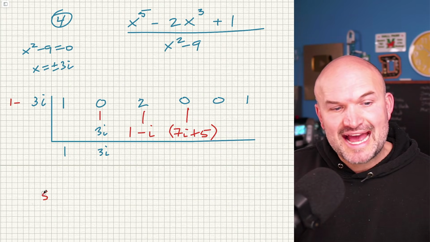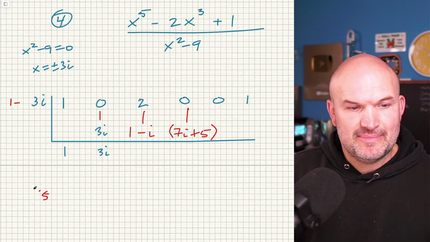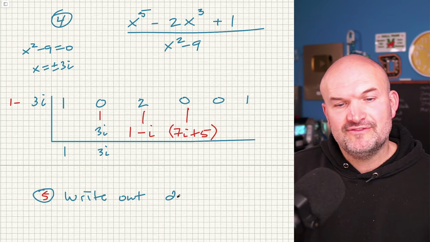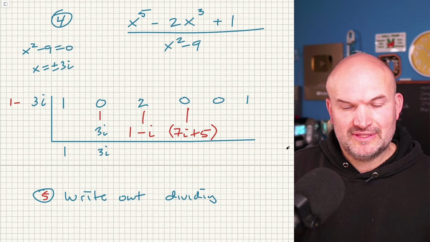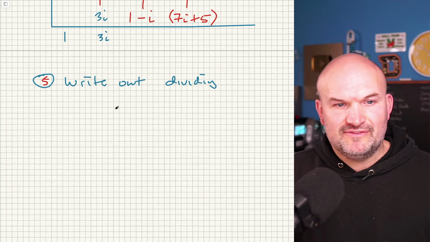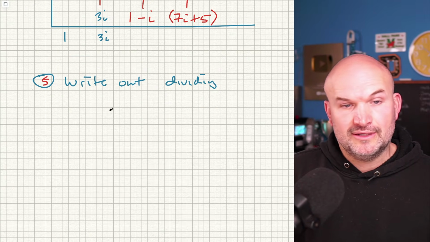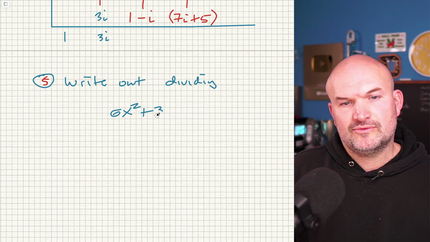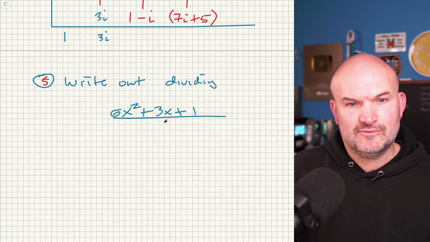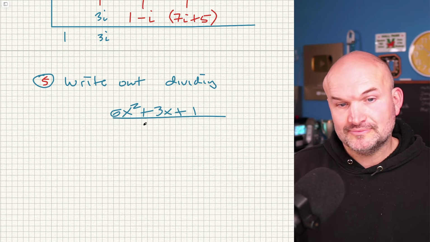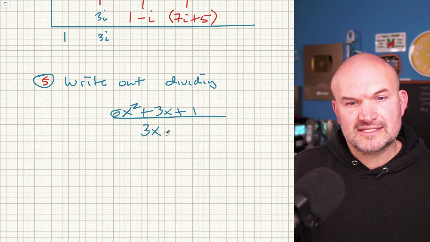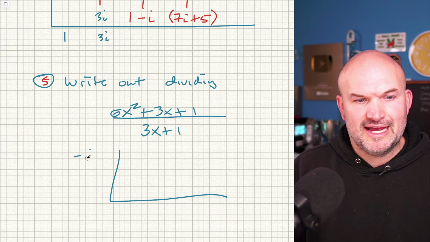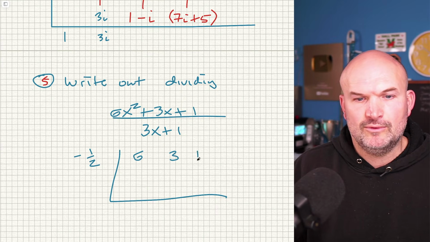All right, and my last tip is going to be, let's get that back into blue, write out your dividing. Now, I talked about this a little bit in my mistake video, but let's say you have a polynomial. Again, it's going to be something like 6x squared plus 3x plus 1, and we're going to divide it by 3x plus 1. Okay. So when we go through the process, we set this equal to 0, we get a -1/2, we write the coefficients 3 and 1.